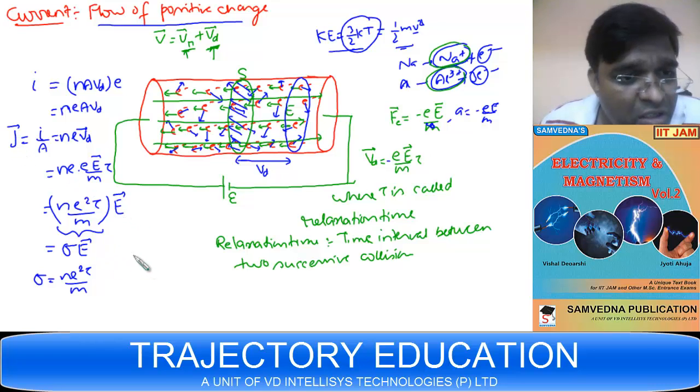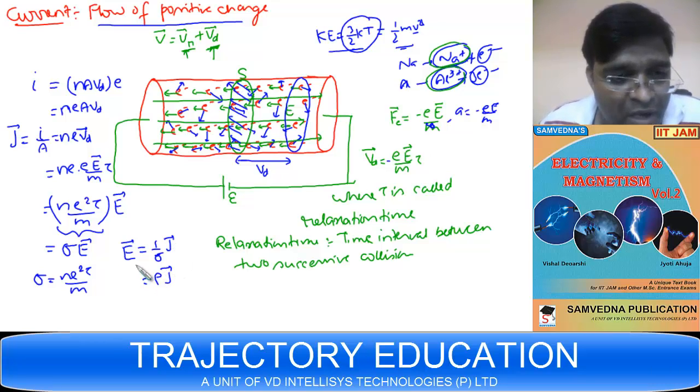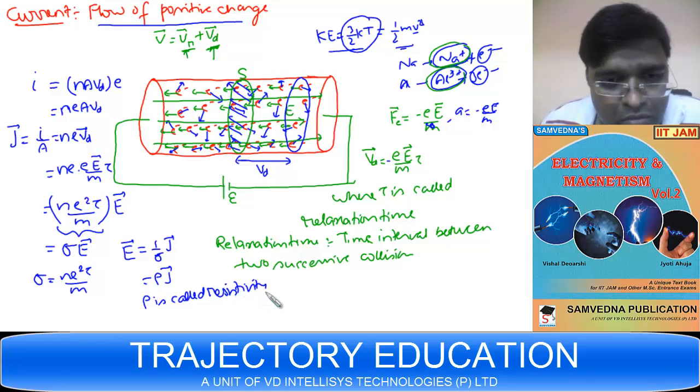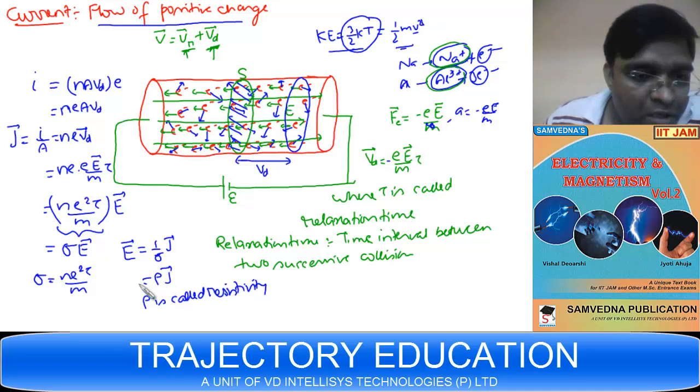I can write this as E equals 1 by sigma into J. This 1 by sigma is written as rho, so E equals rho J. So if I have electric field E inside, this is the J, it depends on the resistivity. This rho is called resistivity.